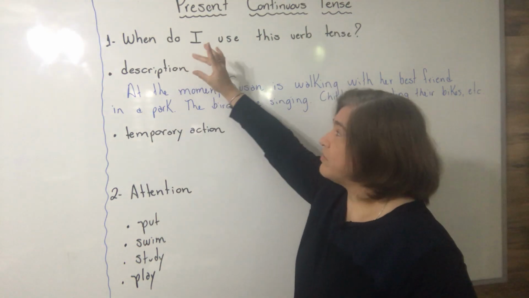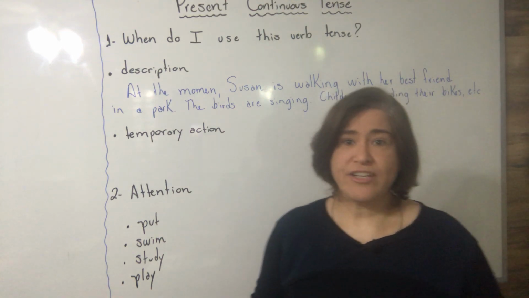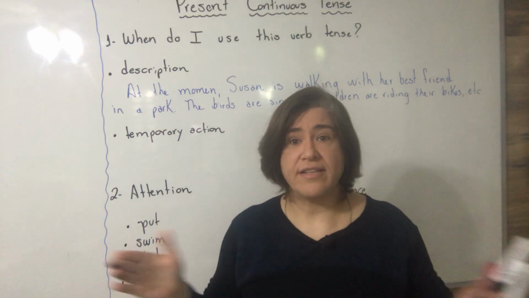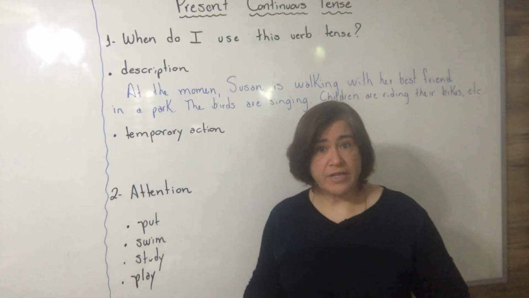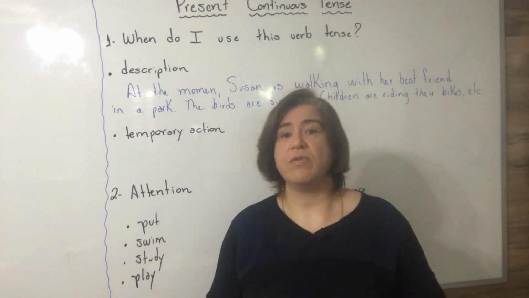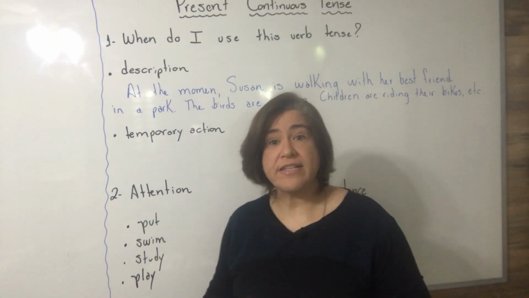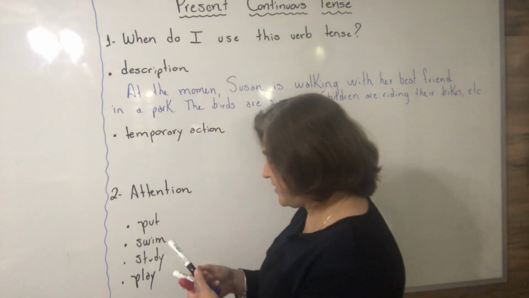All right, we use present continuous when. When do I use it? For description and for temporary actions. Actions that are not forever, they are temporary. Example, you buy a book. Okay, you buy a book because you want to read that book. So you can say to me this sentence. Let's understand this sentence.